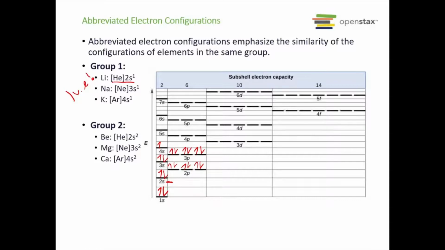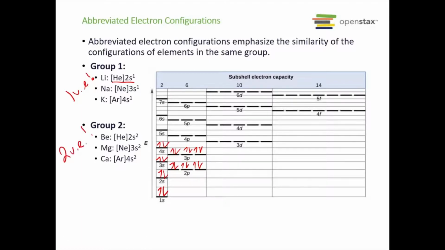For group 2, if we were to do the same type of thing, what we notice is they have two valence electrons. So beryllium is our first one, 2s2. So we see we have two valence electrons. We're filling up the s shell first. And then magnesium goes to 3s2. And argon goes to 4s2. So again, two valence electrons in the s block. Okay?